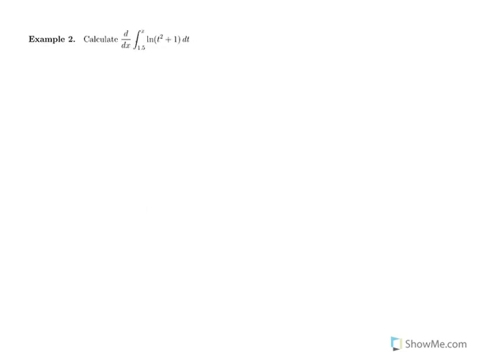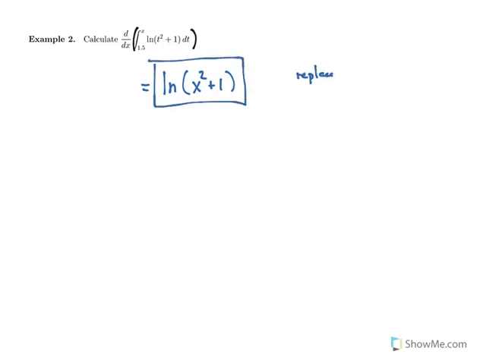All right, last one is a very simple problem. This is kind of a classic problem for FTC Part 2, and there's really not much to do. What is the derivative of the integral from 1.5 to x of natural log of t squared plus 1? This is really just going to be natural log of x squared plus 1. You replace the t with an x. And why does that work?